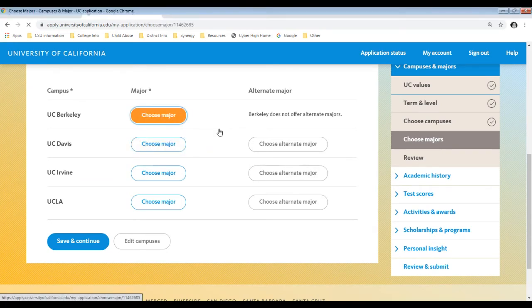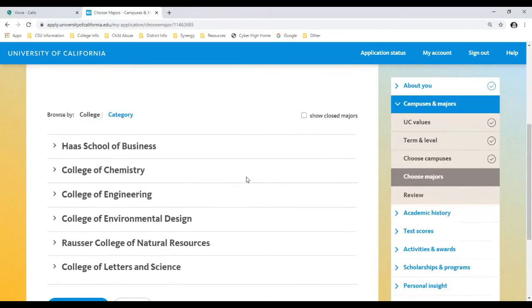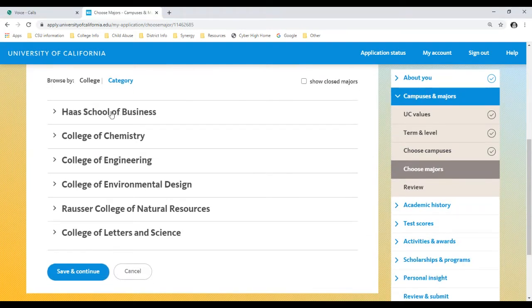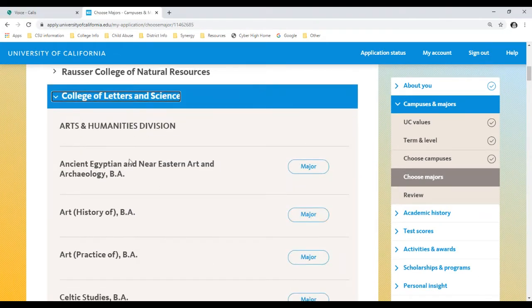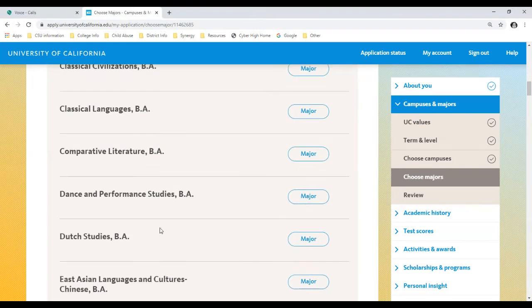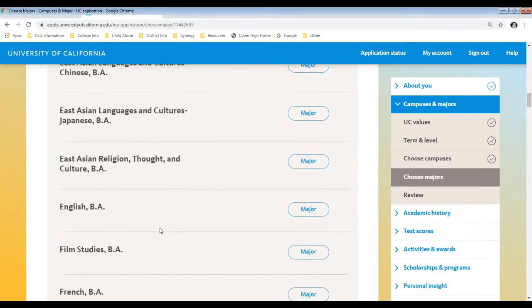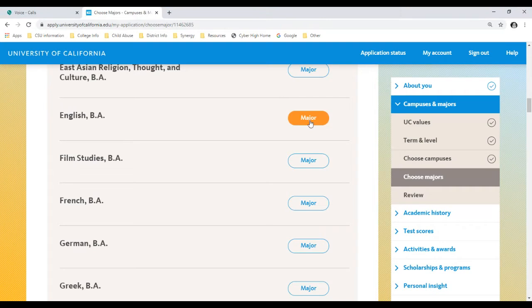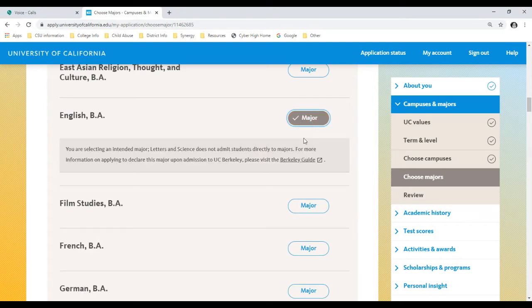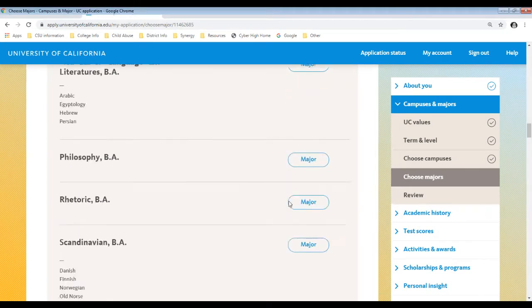Okay, so here I'm going to choose at Berkeley. I am going to choose, let's see. So Haas is very, very competitive, so I'm not going to do Haas. I'm going to do letters and science. I'm going to pick English. I'm going to be an English major. Okay, so I picked that for Berkeley.